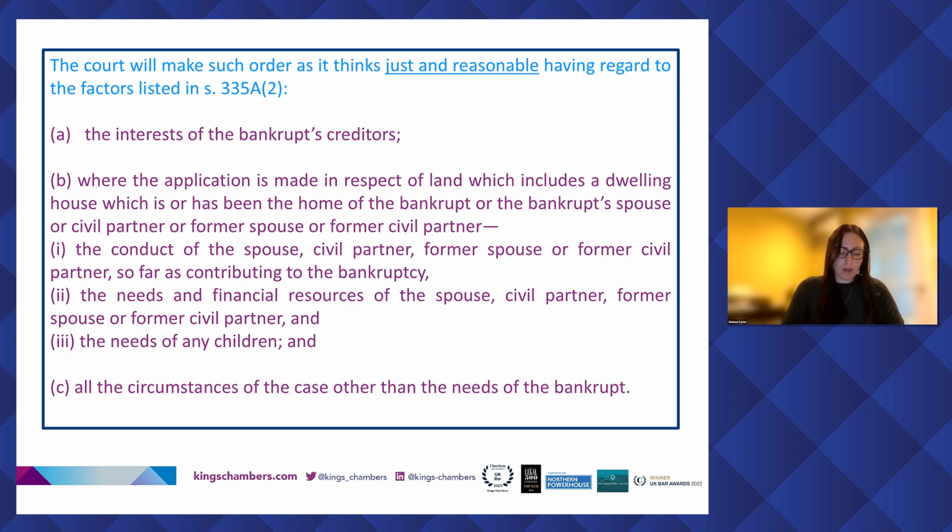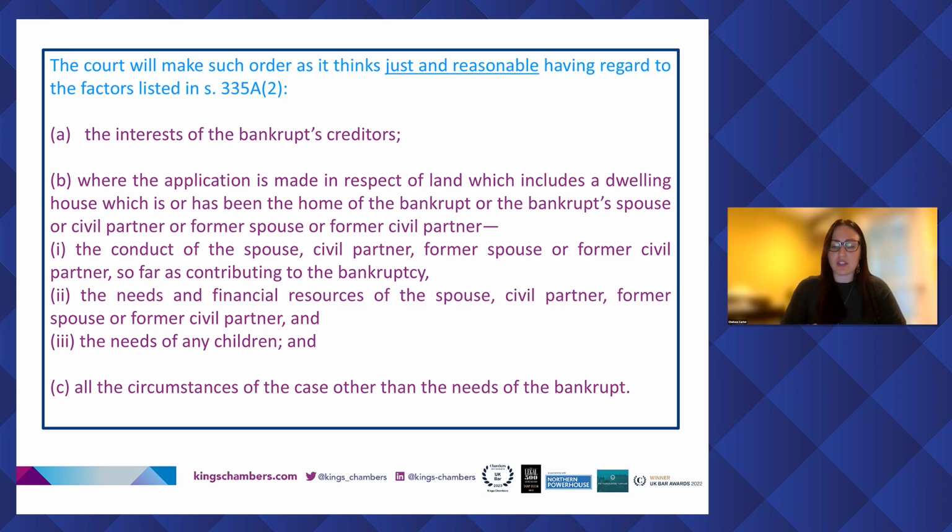Now, the conduct of the bankrupt, spouse or civil partner is broad. It can include any conduct. Just a couple of examples. It can include excessive or irresponsible spending on the part of the spouse or civil partner. It can also include a refusal by the spouse or civil partner to assist the bankrupt in avoiding bankruptcy from assets available to that individual.